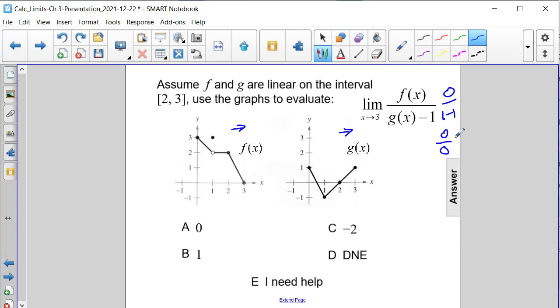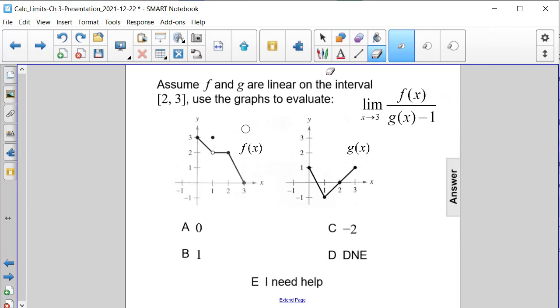And usually 0 over 0 is that indeterminate form that we can usually manipulate to find the actual limit value. So let's try to do that. I'm going to erase all the work that was done because it's not really needed. And now let's try to represent f of x and g of x as linear functions, because it does say that they are linear. So we can represent them by lines.